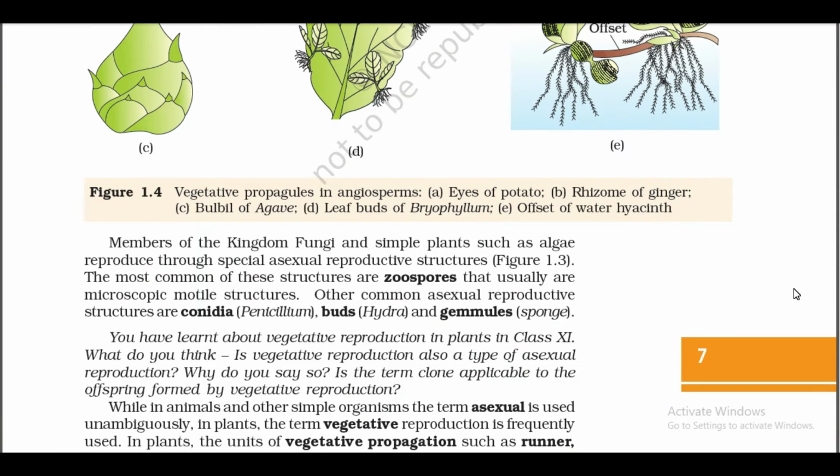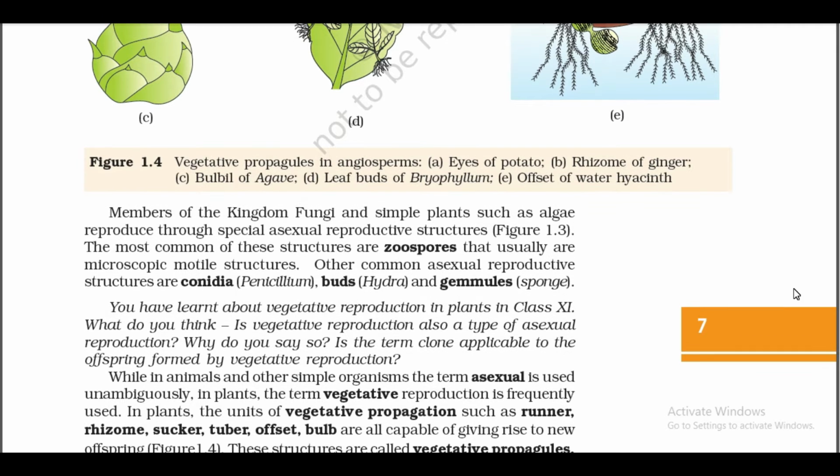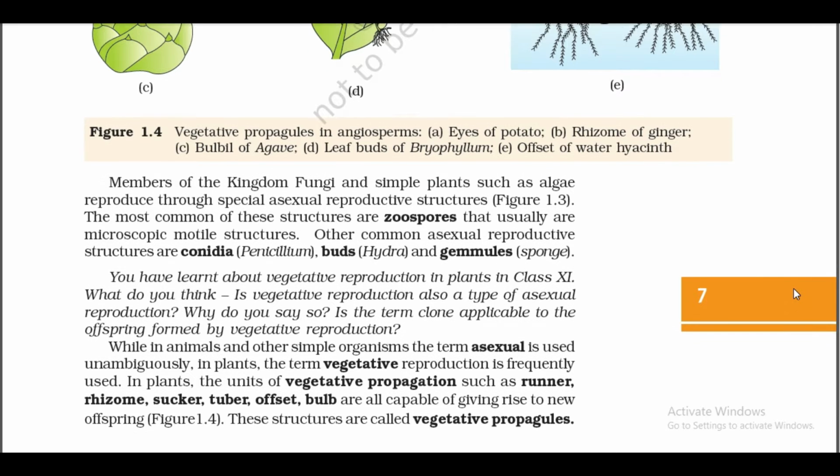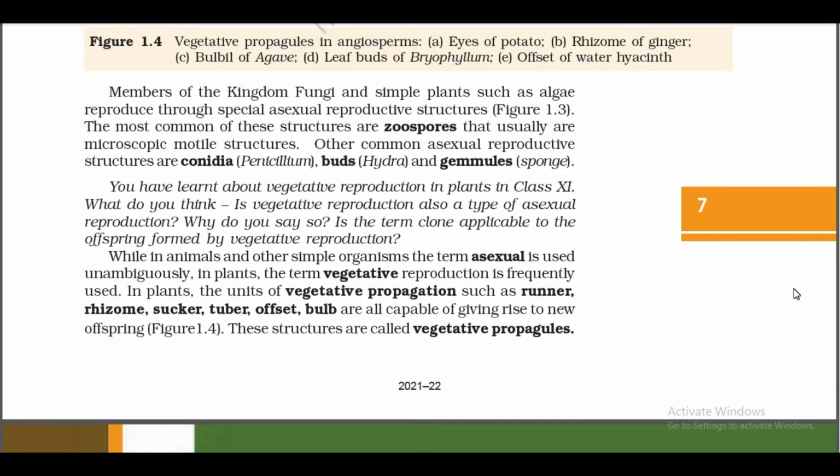Members of kingdom fungi and simple plants such as algae reproduce through special asexual reproductive structures. Figure 1.3. The most common of these structures are zoospores, which usually are microscopic motile structures. Other common asexual reproductive structures are conidia (Penicillium), buds (Hydra), and gemmules (sponge). You have learnt about vegetative reproduction in plants in class 11th.